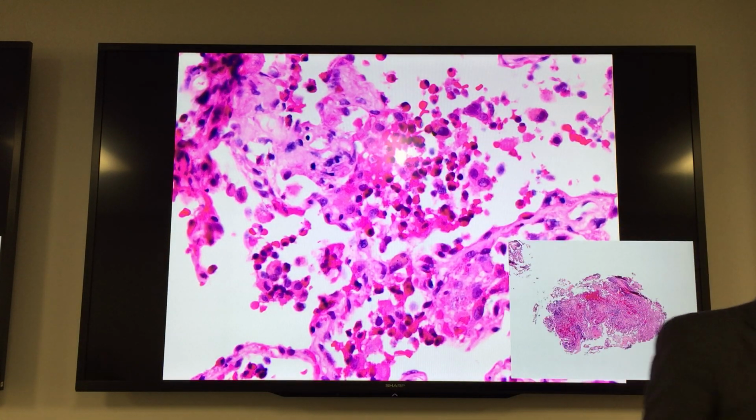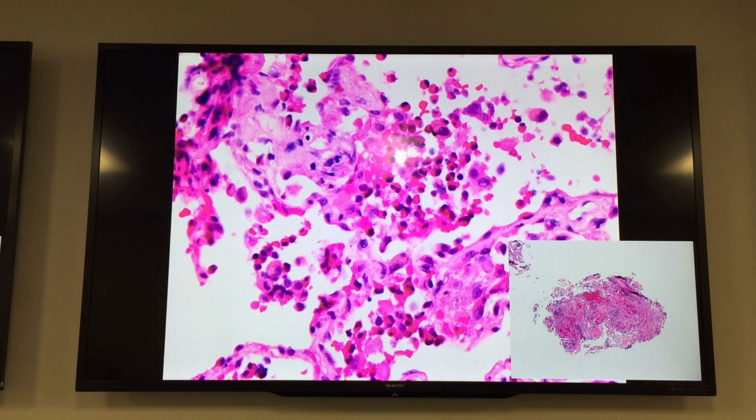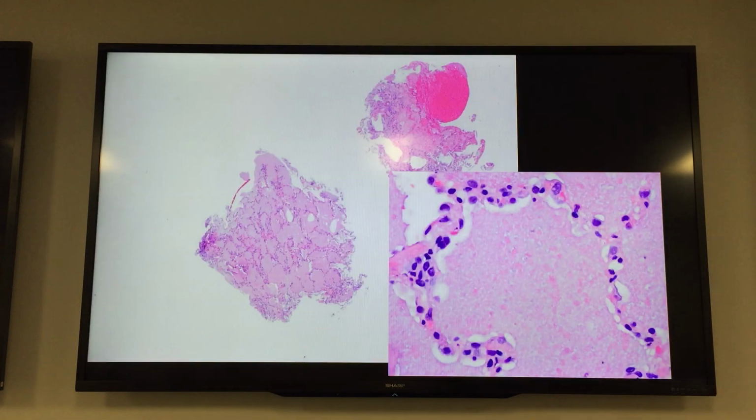So this biopsy really went right into the lesion and got us a diagnosis. This is good because this is a steroid responsive disease, and there's a clinical implication to this diagnosis.